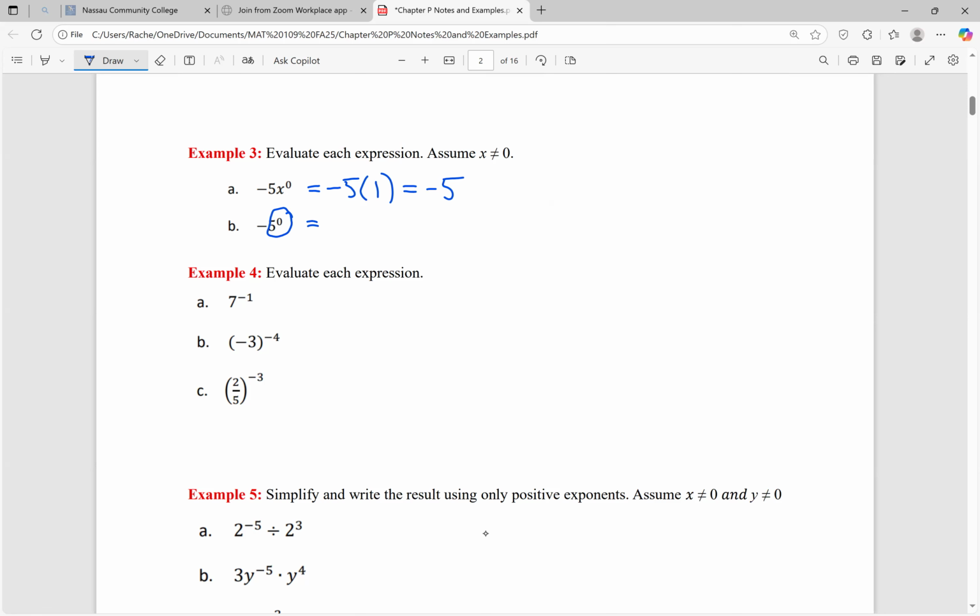So this negative really is living out front as like a -1, right? This is like a -1 in front of the 5 to the 0. And 5 to the 0 is 1. So this is really -1 times 1, which is just -1.